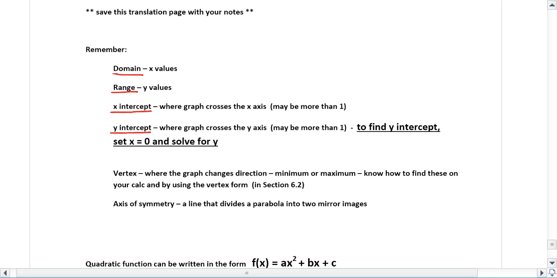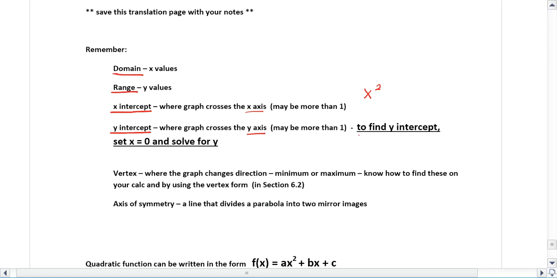The x-intercept, of course, is where the graph crosses the x-axis. And, of course, there may be more than one. If you have an x squared, a quadratic, there's going to be sometimes 2 times where it crosses the x-axis. If you have an x to the third, there could be 3 x-intercepts. The y-intercept, very often you need to find this algebraically because your calculator doesn't help you with it too much. The y-intercept is where the graph crosses the y-axis, and sometimes there's more than one, but in the ones we're doing in this chapter with the parabola, there's just going to be one.